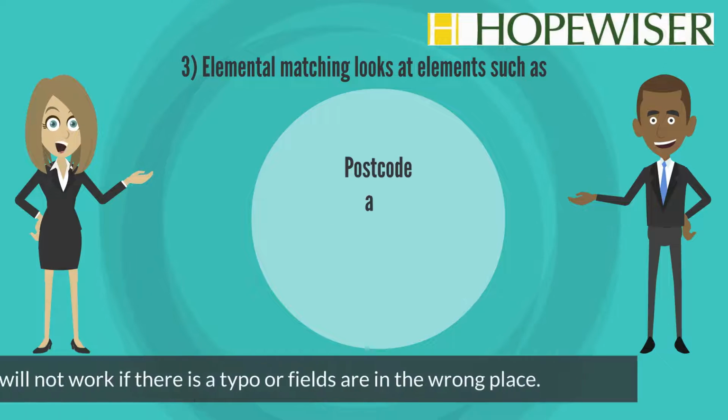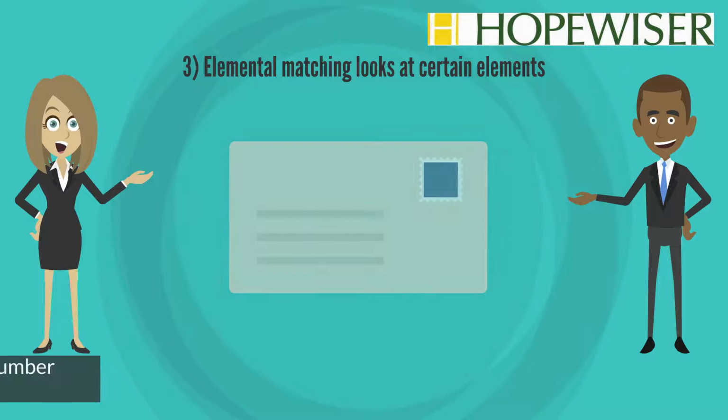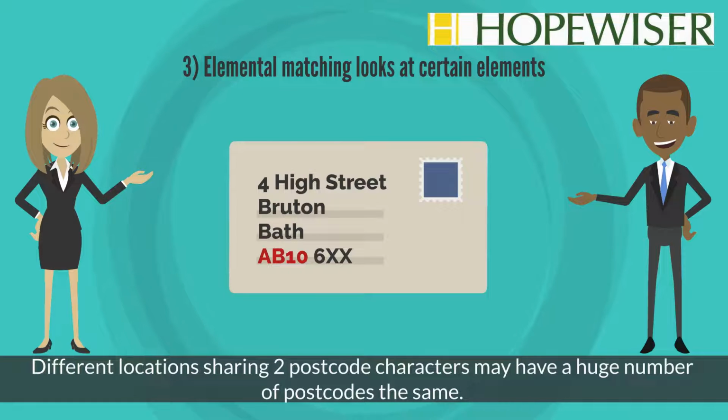Elemental matching looks at elements such as postcode and premise, but it will not work if there is a typo or if fields are in the wrong place. Therefore, with postcodes, a simple typo can change everything.